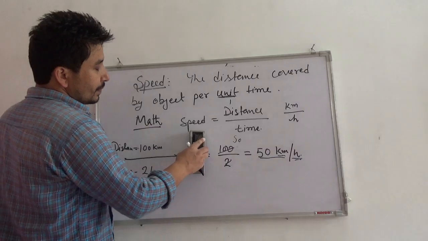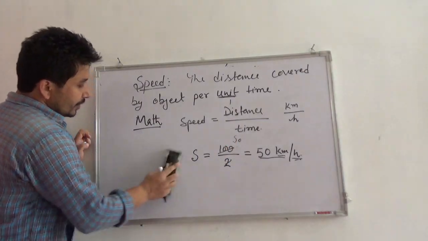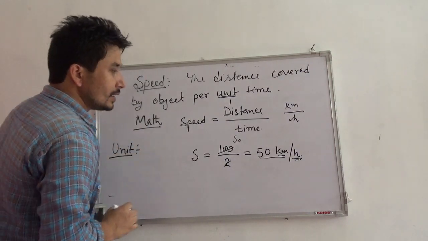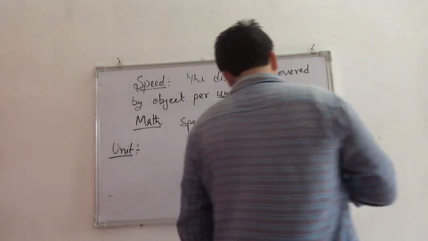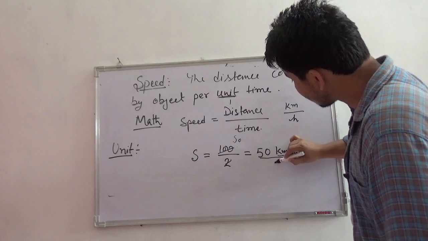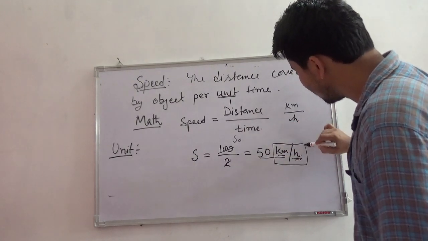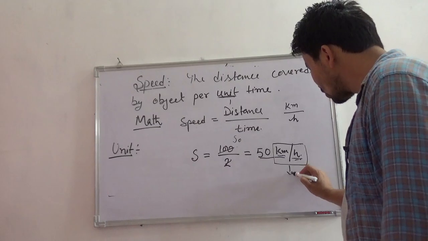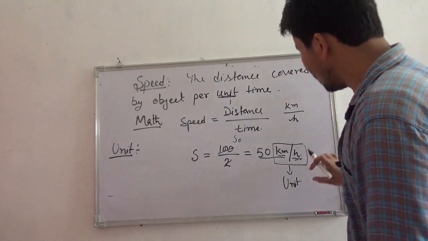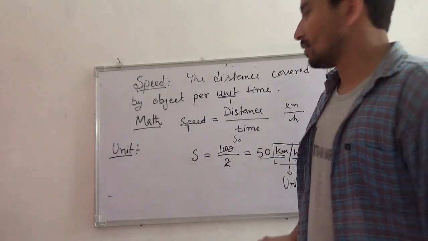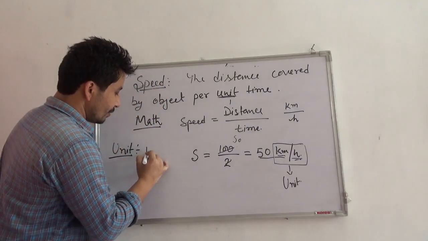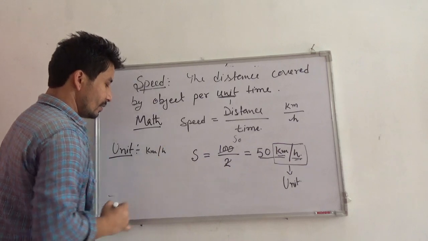And now we calculate the speed by this formula. And what is the unit of speed? Unit is the quantity which expresses the speed. Here, speed is expressed by this unit. Kilometer per hour is called the unit. By this unit, we measure the speed. The unit of speed is kilometer per hour.